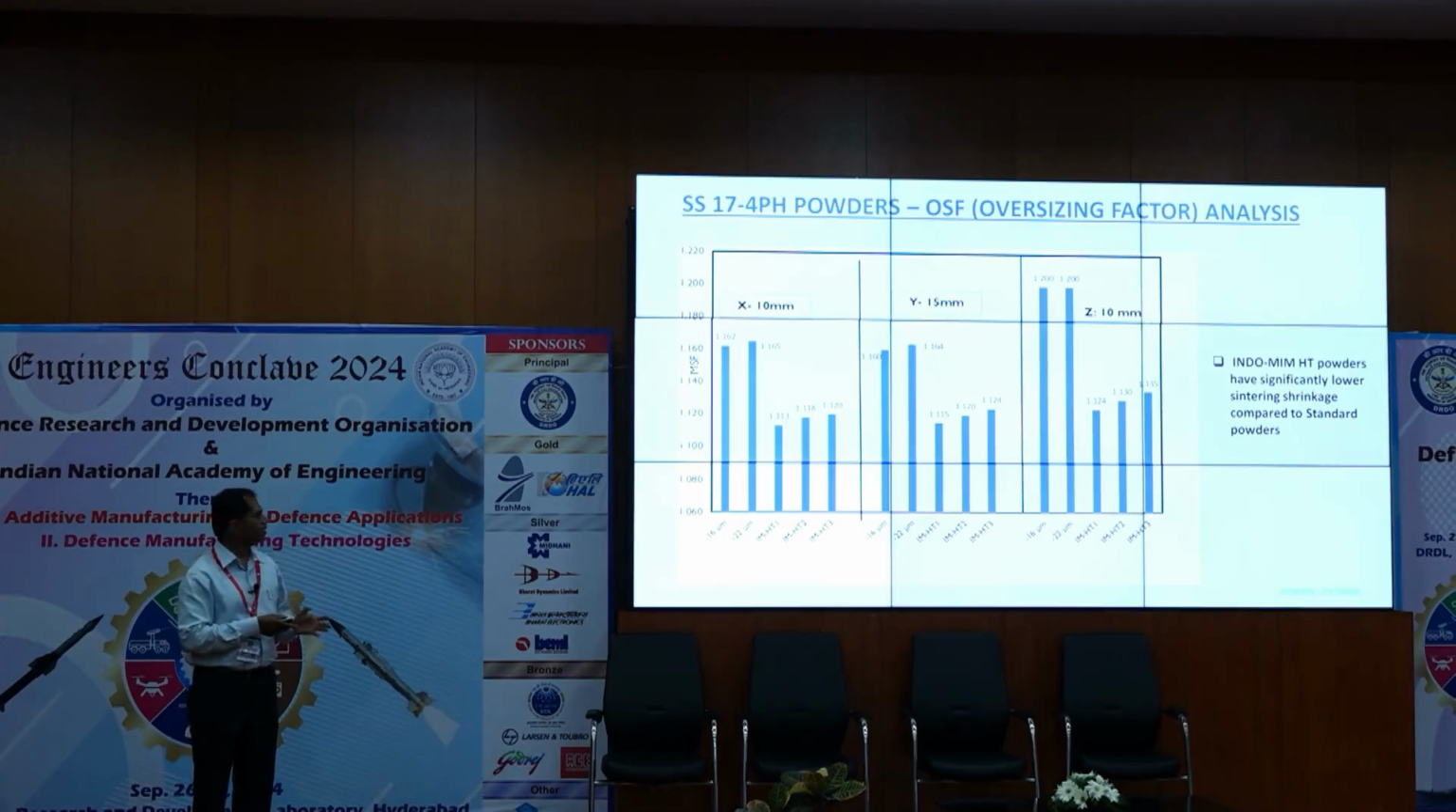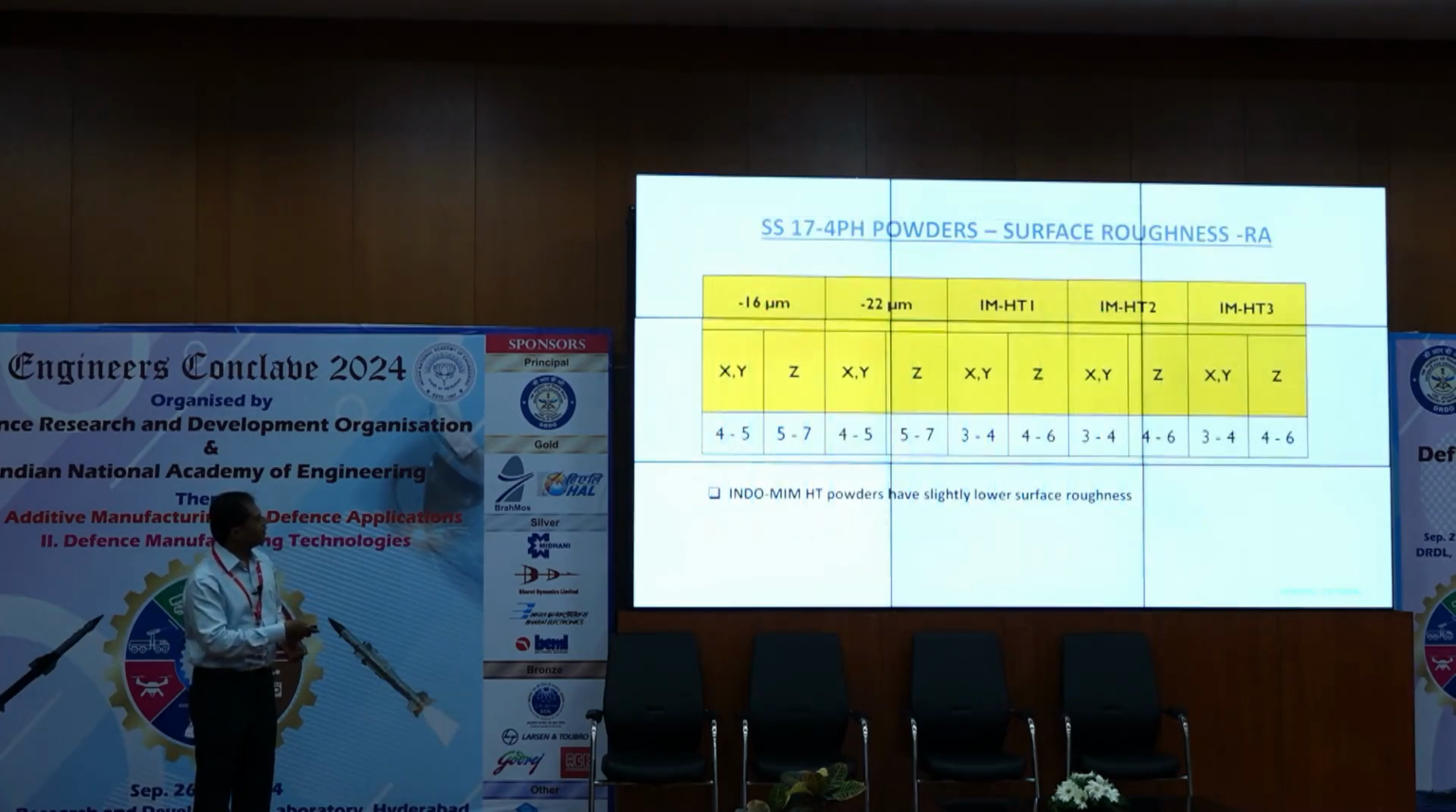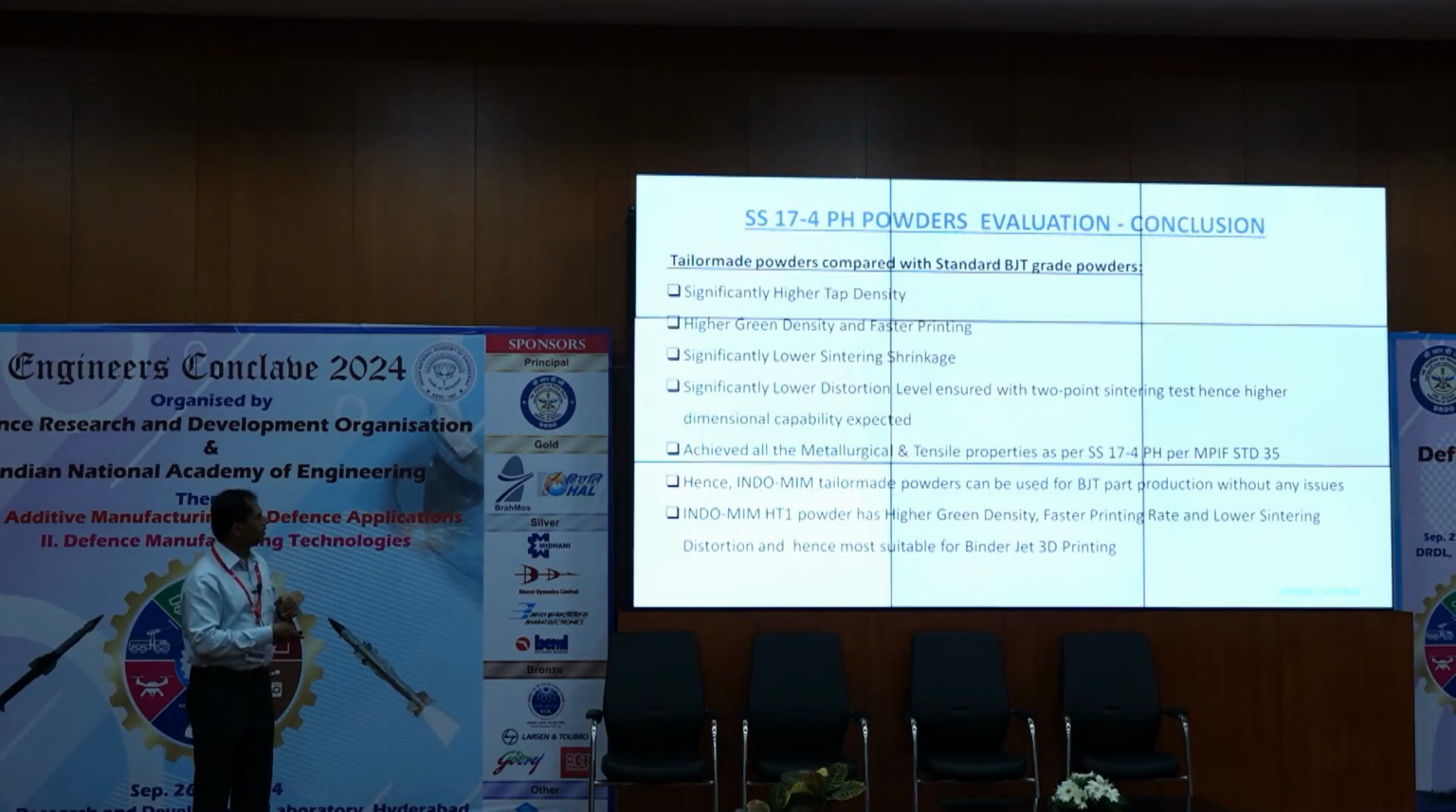Because of the drastic reduction in centering shrinkage, we are able to get a good surface finish. We are able to reduce the surface roughness by 1 to 2 micron Ra, making it a denser powder bed during the initial printing, and improving the distortion level, like minimizing the distortion levels.